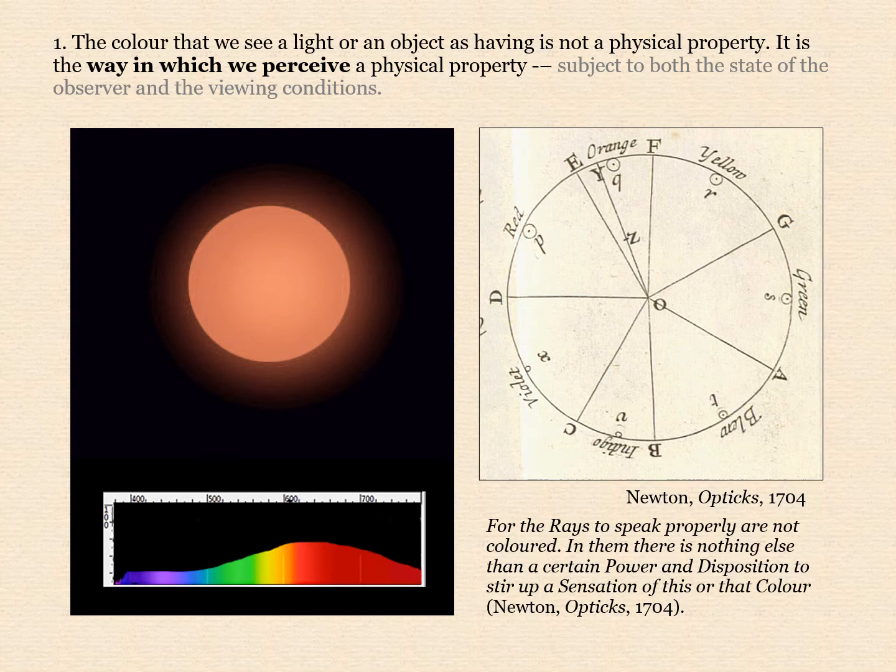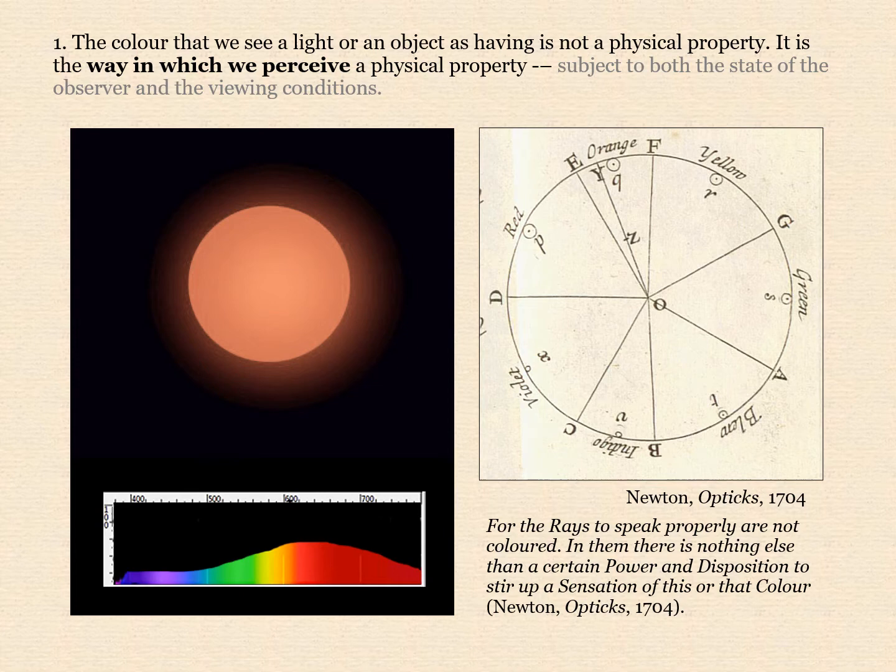This scientific consensus is often expressed in the form, colours do not exist. But the way I like to put it is that the colour that I see a light or an object as having is not a physical property, it is the way in which I perceive a physical property, subject to both the observer and the viewing conditions.